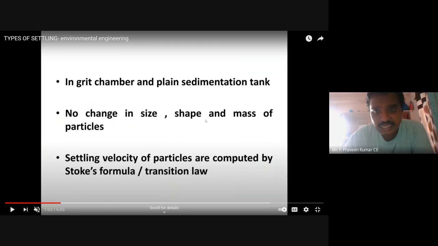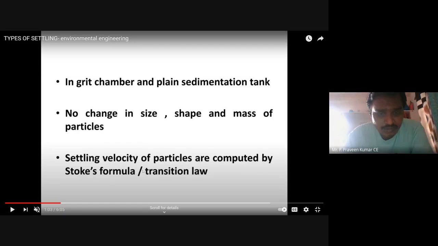Okay, no change in size, shape and mass of the particles. Here the particles are traveling downward, settling at the bottom of the tank individually and independently. For that, the size will not change, the shape of the particle will not change, and the mass of the particle will remain the same. So the point says no change in size, shape, and mass of the particles. Why there is no change means these particles are independently settling at the bottom of the tank.